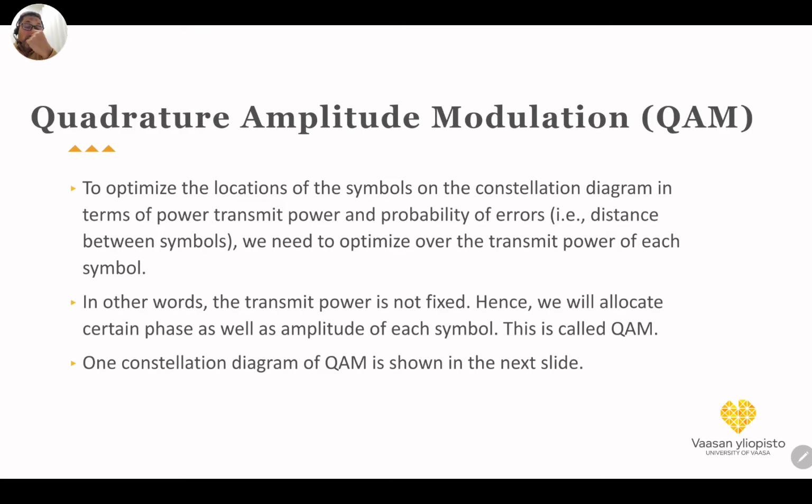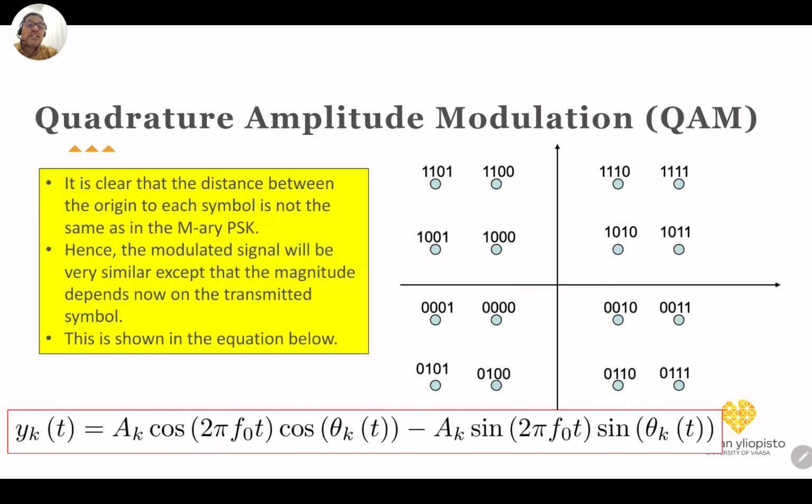We saw already the M-ary phase shift keying. So here we have the quadrature amplitude modulation. The quadrature amplitude modulation actually is very similar to M-ary phase shift keying, but there is a very important difference here: the amplitude is not fixed. So we can use different amplitudes. You can see that this one has small amplitude, this one has larger amplitude, this one has the highest amplitude. So the amplitude is different based on the symbol.